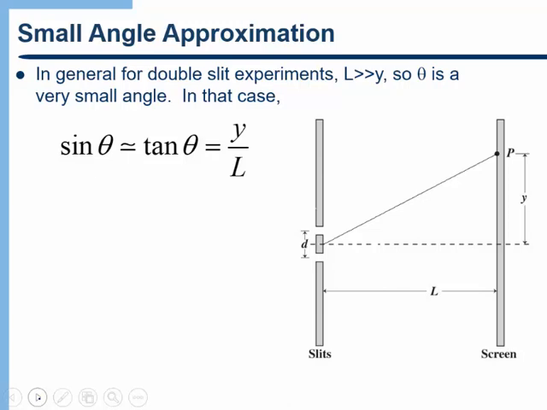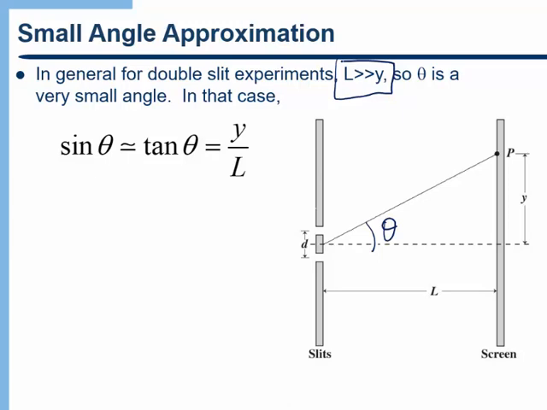Let's look at something that hopefully you remember from trigonometry, which is the small angle approximation. Basically what the small angle approximation says is if we're looking at this triangle where here's our angle theta, the opposite side is y, and the adjacent side is L, that as long as L is much, much bigger than y, sine theta and tan theta are basically the same.